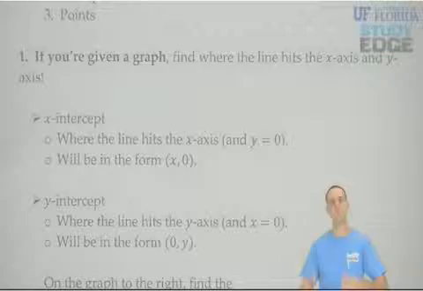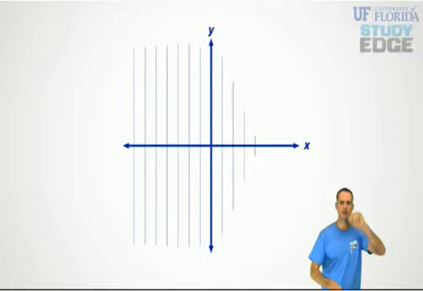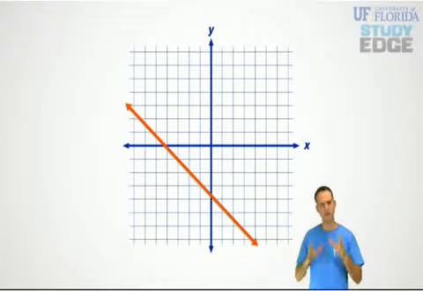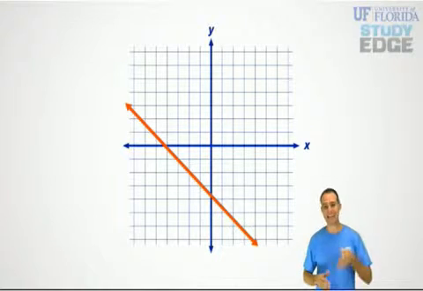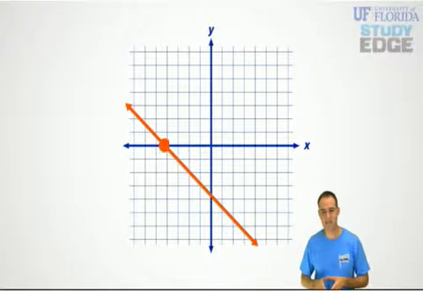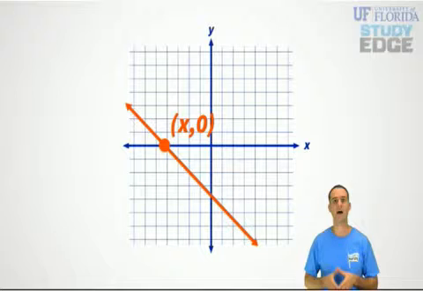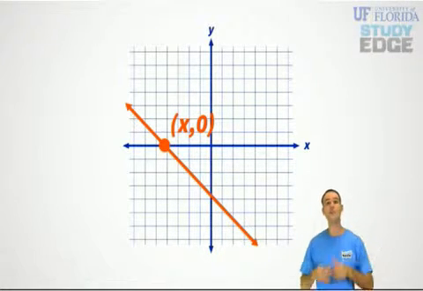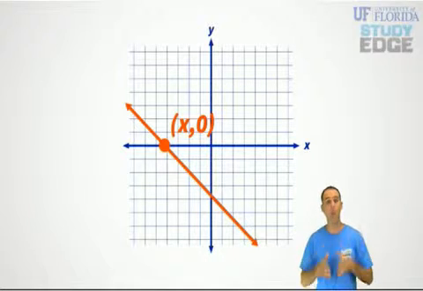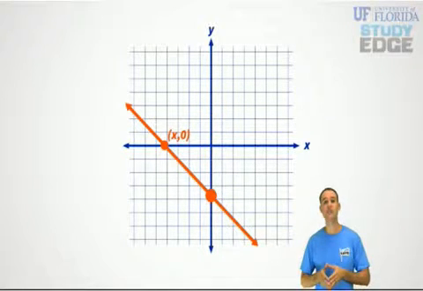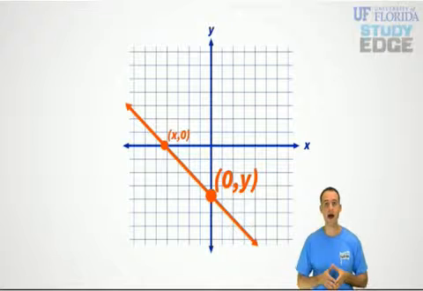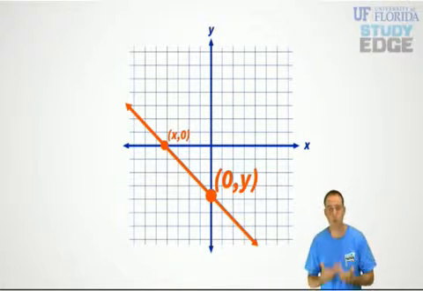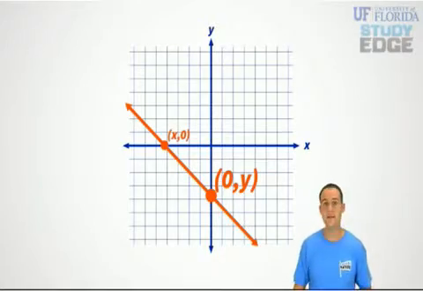So let's say I went ahead and gave you a graph. Let's throw up a little graph here and put a line on there. Now looking at this line, where it hits the x-axis will be in the form x comma 0. X, and then it doesn't go up or down, so hence the y is 0. For the y-intercept, it's going to be 0 comma y. You don't go left or right at all, but you go up or down some y-coordinate, hence 0 comma y.